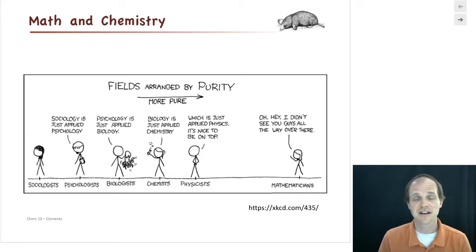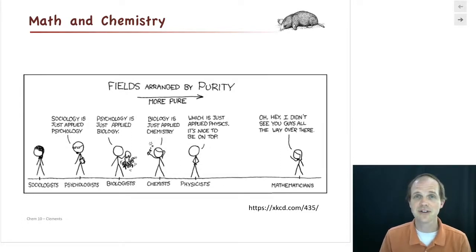So this is a comic from XKCD and talks a little bit about the different fields and how pure they are. It's a funny little one. Chemistry is kind of right in the middle there, that biology is just applied chemistry, but the physicist says, oh, you know, that's just applied physics. And the mathematician way over there on the side says, hey, this is a very pure field. When you just do math, it's kind of abstract. So the nice thing about doing math and chemistry is that we're a little bit more concrete. We're applying it to something specific.